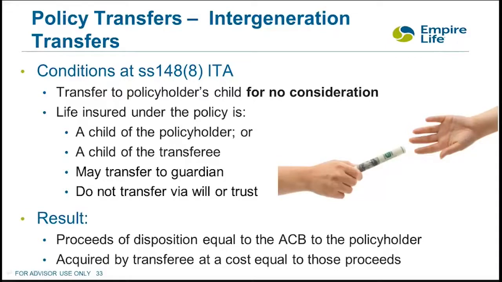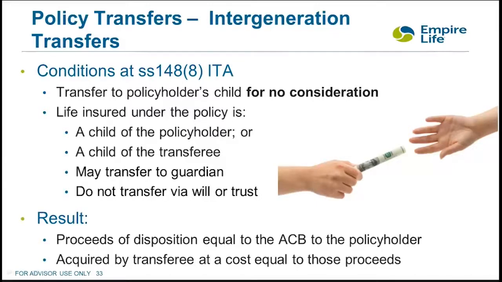In the case of minors, a transfer may initially be made to a guardian, but not to a trust. The last condition is that the transfer is not made via the parent's will. If these conditions are met, the interest is deemed to have been disposed of by the policyholder for proceeds of disposition equal to the adjusted cost basis of the policyholder of the interest immediately before the transfer. The interest is deemed to have been acquired by the person who acquired the interest in the policy at a cost equal to those proceeds, so the ACB doesn't change.